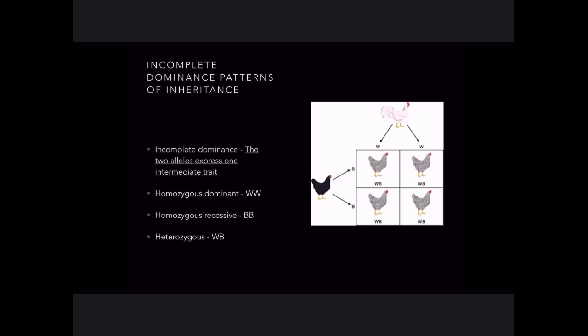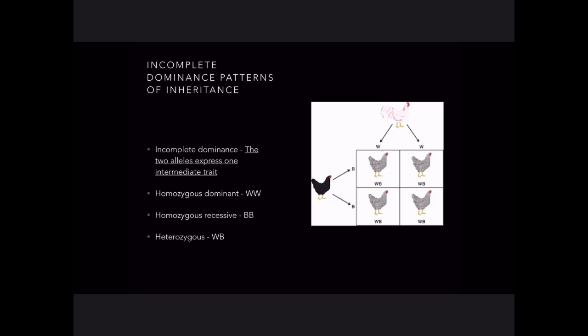Incomplete dominance is yet another type of pattern of inheritance to our ever-expanding list. Incomplete dominance is very similar to codominance, and I'll talk a little bit about that later, but if something is incomplete dominant, then the two alleles must express one intermediate trait, which means that it must blend together.